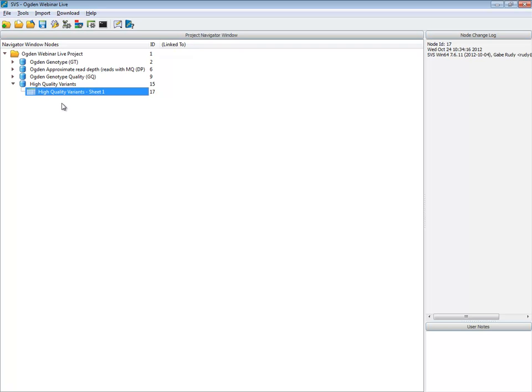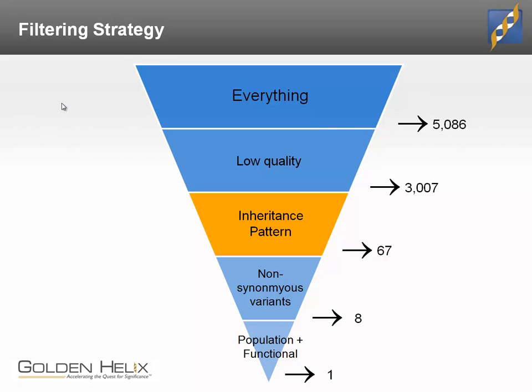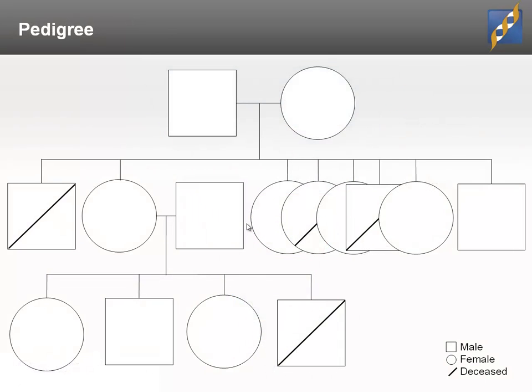Let's go ahead and talk about our next filtering step. What we're going to do now is take those 3,000 variants and apply a filter to look at variants that follow the inheritance pattern we would expect for this family. Remember, we have a 3-generational pedigree. There are a number of individuals in the 2nd generation, including some of the males that also had this disorder, and this is the first male in the 3rd generation that had the disorder.